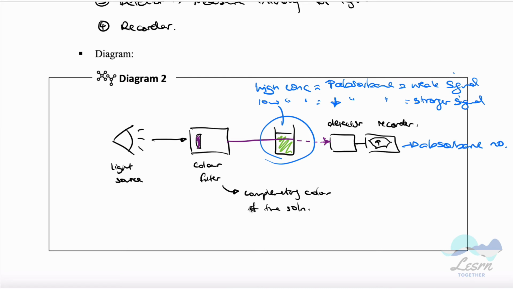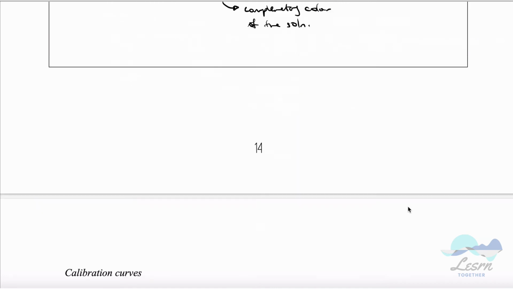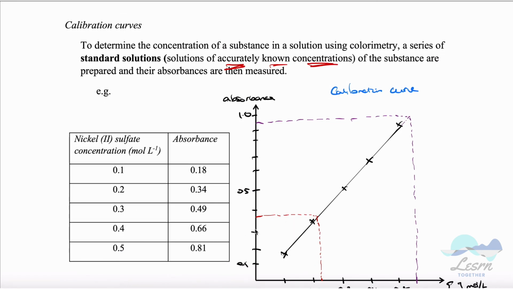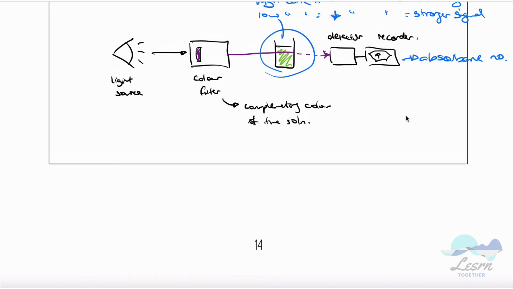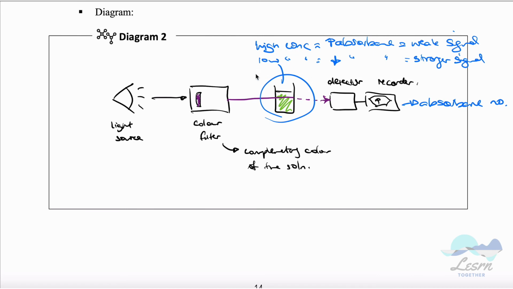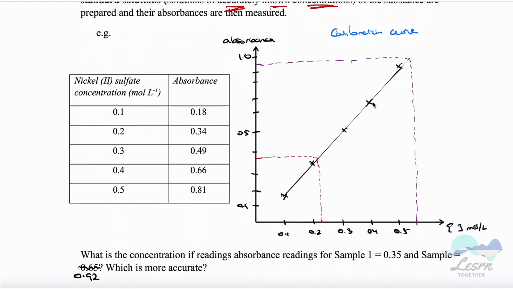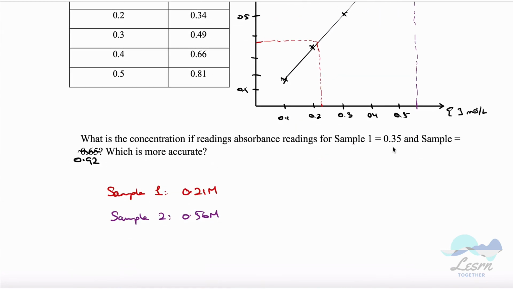Now, to go through how this correlates with this setup here, essentially what we did firstly is we got 5 solutions of known concentrations. We put it into this position here, shone the light through, picked the right filter, and then detected it, and had a list of absorbance numbers. So this is our output here. Then we plotted this graph. And then after that, we put our unknown samples in here. We put our 2 unknown samples in here, passed them through, and then got our absorbance reading for those 2 unknown samples, which were 0.35 and 0.92, okay?